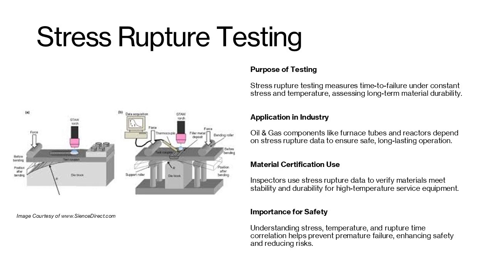Inspectors may encounter stress rupture data when reviewing material certifications for high-temperature service equipment. Understanding the correlation between stress, temperature, and rupture time allows inspectors to verify that selected materials will not fail prematurely under expected operating conditions. This ensures reliability, reduces downtime risks, and enhances safety in thermally demanding environments.